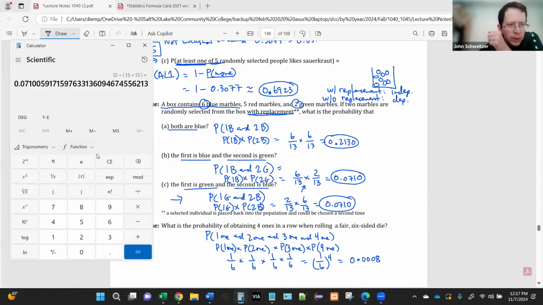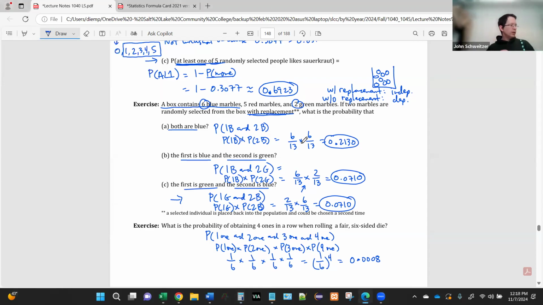And so that gives us 0.071. The other way of doing this is one fraction at a time. So I can go 2 divided by 13. You got it? Okay, good. Times 6 divided by 13. Okay, so good. All right, any other questions there?